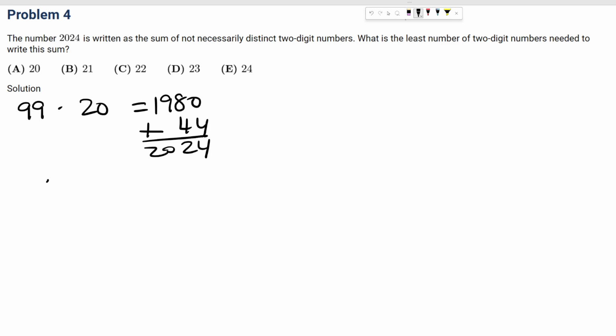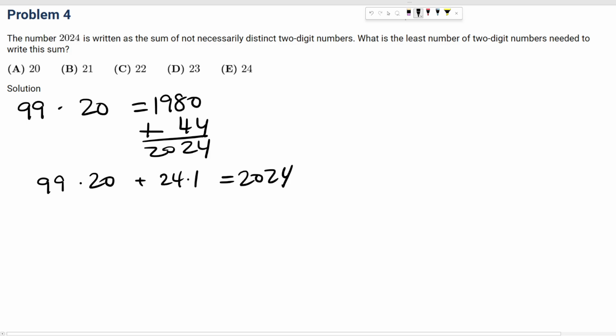So that means we use 20 99s and 1 24. Let's say 24 times 1 for consistency. And this gave us 2024. So that means our answer has to be 21 numbers, the 20 99s plus the 1 24.